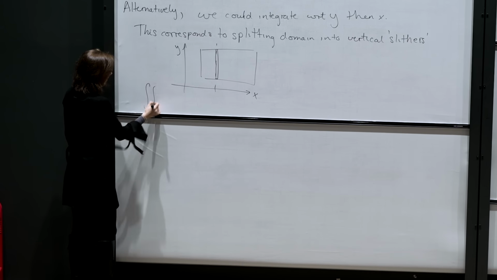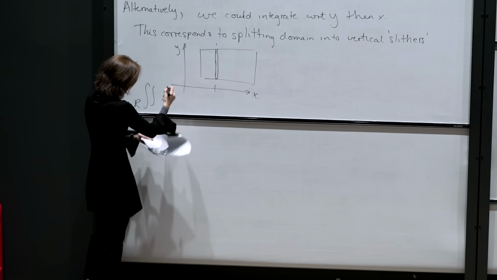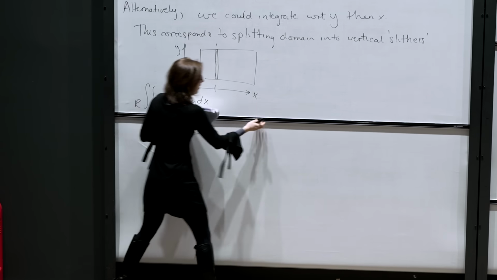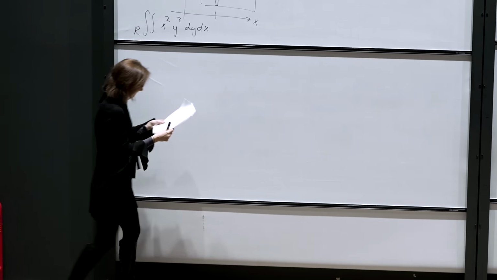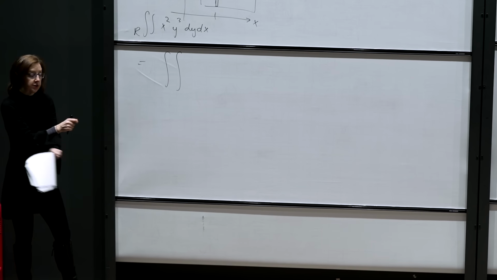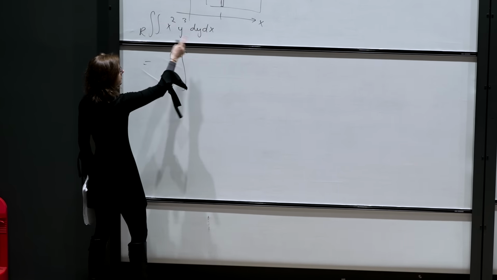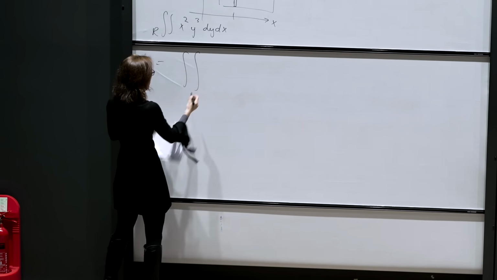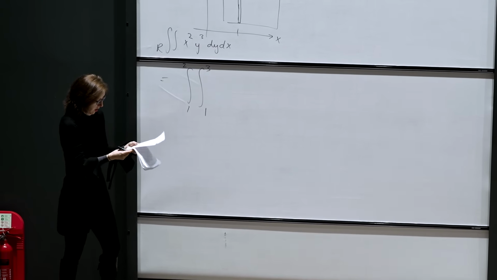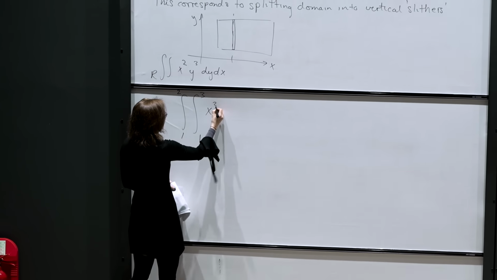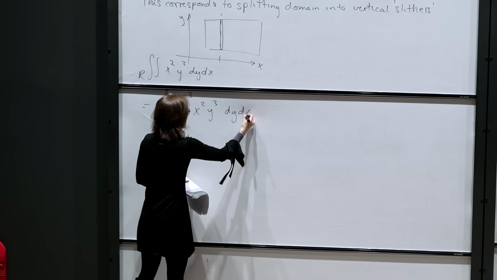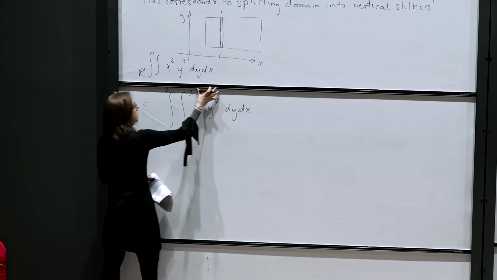So now the integral over R of x squared y cubed, but now with respect to y first, so dy dx. We change the limits because we switch the order of integration. So now the x is the outer integral, so that goes between 1 and 2. The y is the inner, so that's between 1 and 3. Now we get x squared y cubed dy dx, and we do the same as before.